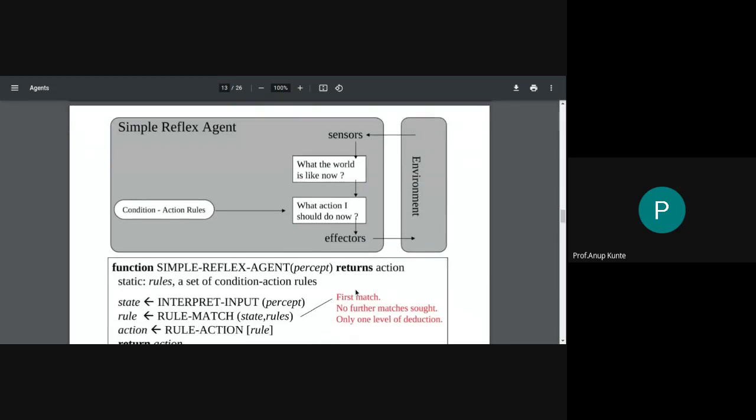So this is the way. You'll find that from the second agent onwards, agent architecture is generally represented using a picture like this. Now this picture looks pretty self-explanatory. This is the agent box that we were drawing already. There will be sensors for it, actuators or effectors for it, and there will be an environment.